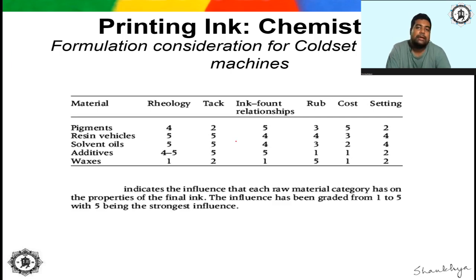Okay. Now here you see there's a very important formulation consideration: what is the effect of certain components present in the ink on the various printability issues during the manufacturing of the Coldset web offset? Okay. So a higher grade indicates stronger influence. So 5 indicates a stronger influence than 1, right? So like that.